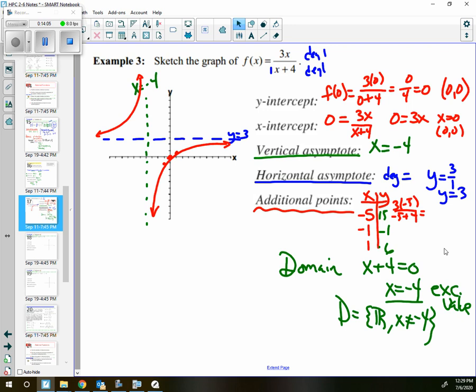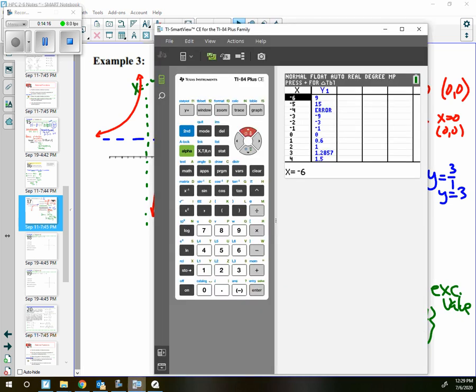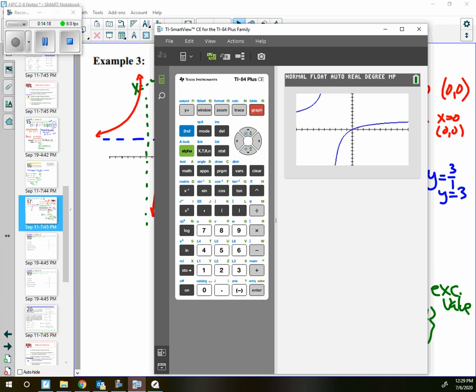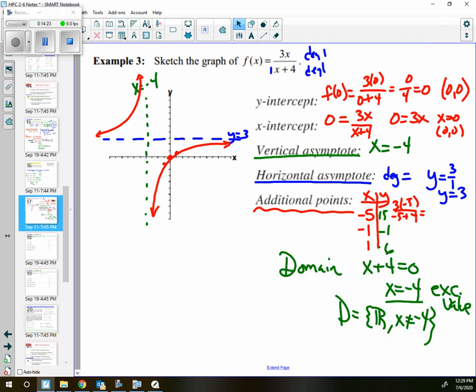So always do points on either side of your vertical asymptotes. If you have multiple vertical asymptotes, do points in all of those regions so you can see where things are happening. So we can get a pretty decent sketch. And if you look back now at your graphing calculator and actually do the graph, you can see we have pretty much exactly the same thing, but we were able to do it ourselves. All right, let's try another one.